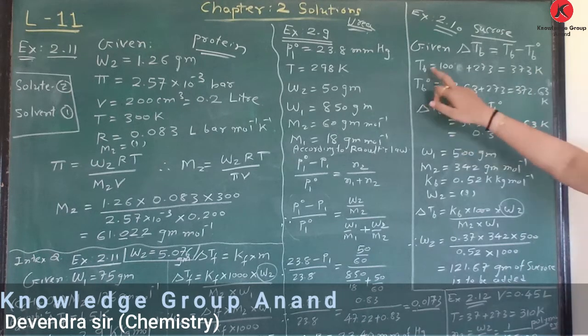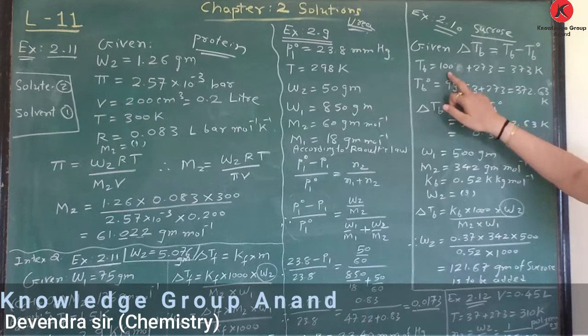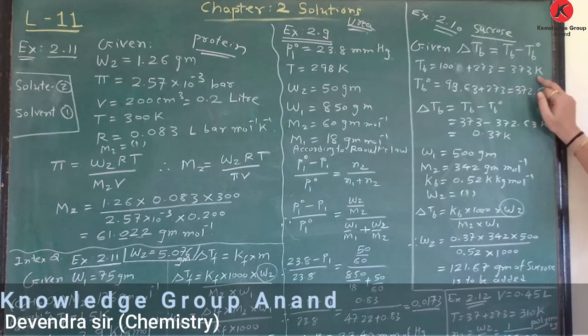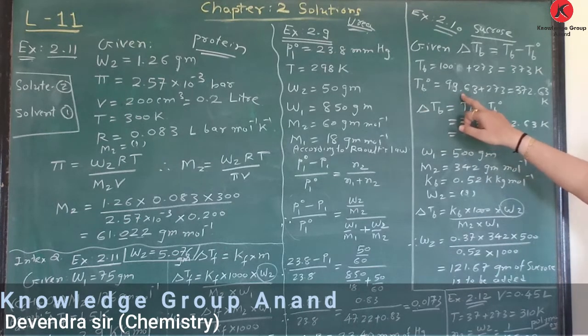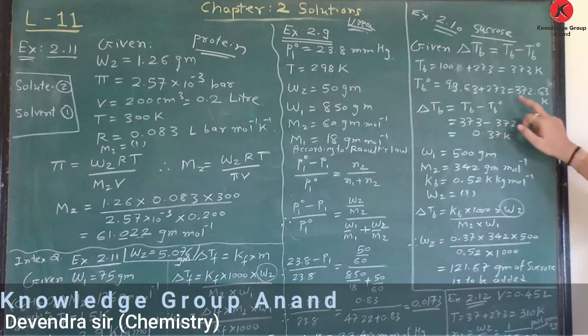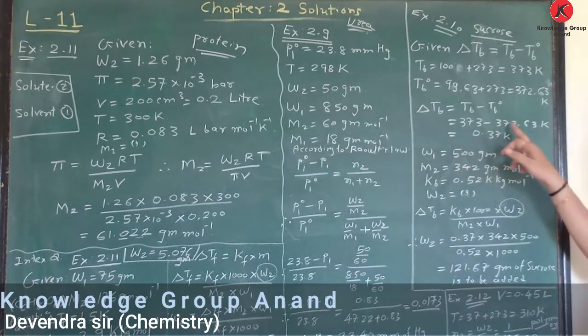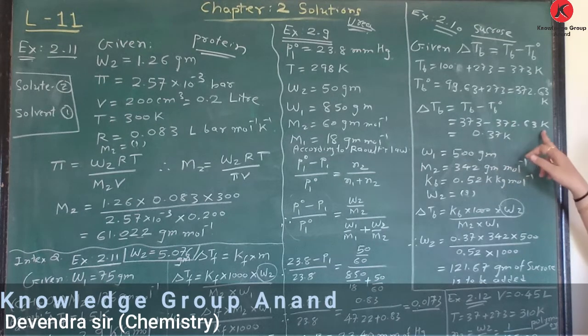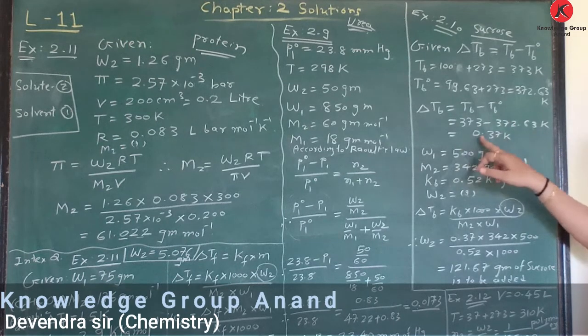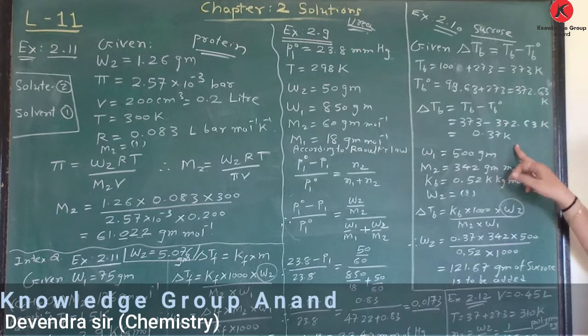So here Tb is given as 100 degrees Celsius. You have to convert into Kelvin. So 373 Kelvin. Tb0 is equal to 99.63 plus 273, so 372.63 Kelvin. So delta Tb is equal to 373 minus 372.63 Kelvin, so it is equal to 0.37 Kelvin.